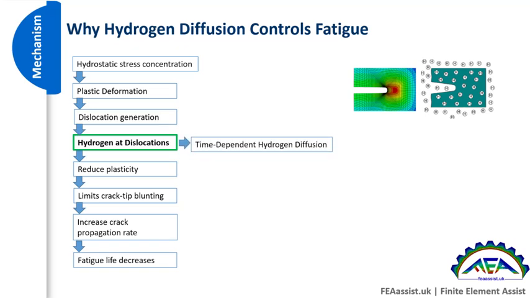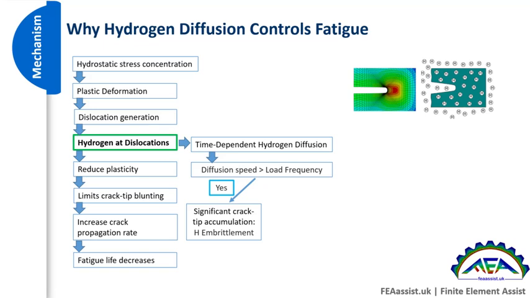This hydrogen diffusion is time dependent. It's very important how fast a hydrogen atom can move. If diffusion speed is greater than loading frequency in cyclic loading, then hydrogen atoms have enough time to diffuse into the dislocations and actually lock the dislocation. So this will result in significant crack tip accumulation.